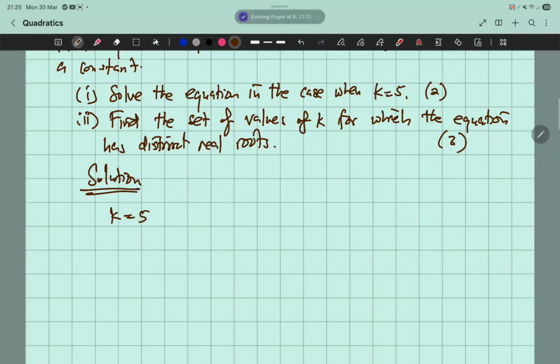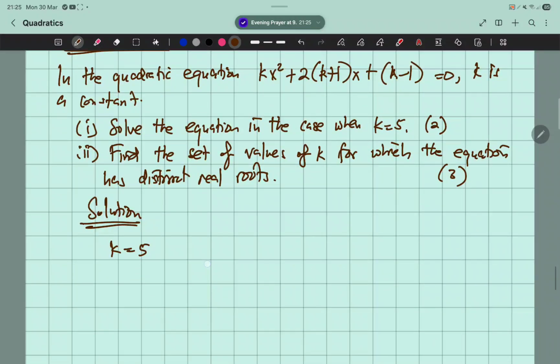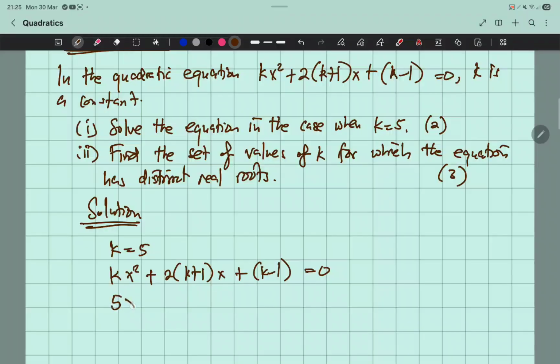So k equal to 5. We replace k with 5. So kx squared plus 2(k plus 1)x plus k minus 1 equal to 0 becomes 5x squared plus 2(5 plus 1)x plus 5 minus 1 equal to 0. 5x squared plus 2 times 6, that's 12x, plus 4 equal to 0.